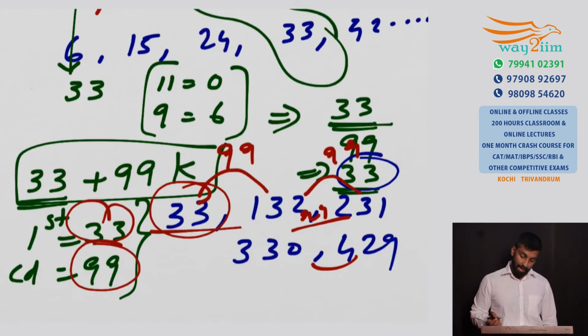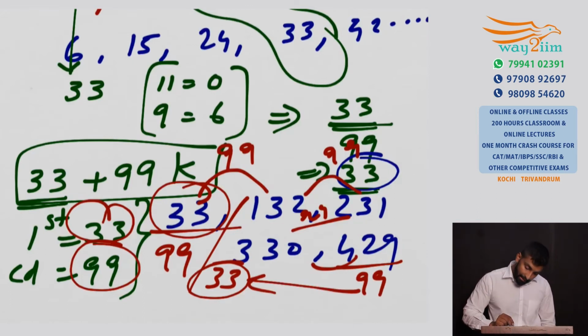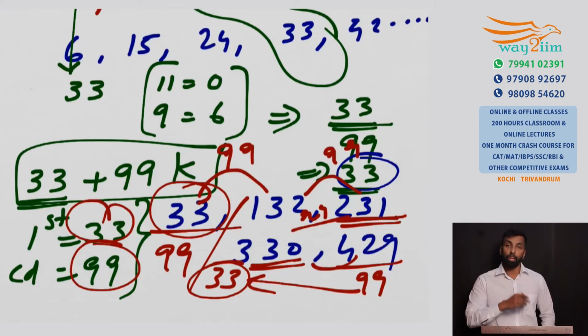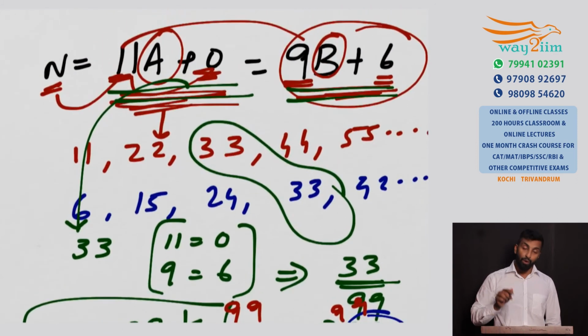Here, first term you take, 33, divide by 99, what is the remainder? 33, right? Now you take any term, let's take 429. Divide by 99. What remainder are you going to get? You will get 33 itself. You take 330, divide by 99. What remainder? You take 231, divide by 99. What is the remainder? Again 33 itself. Now if you continue this series 33, 132, 231, 330, 429, you will end up getting this number 123123123123 as a part of the series.